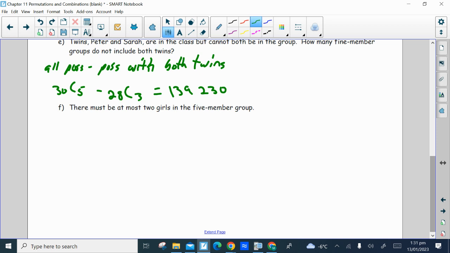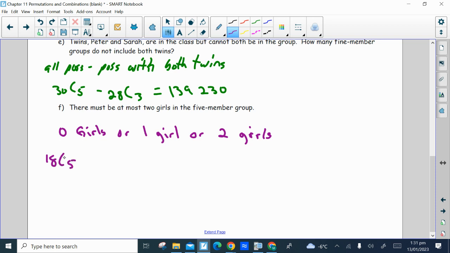Part F, what if there must be at most 2 girls in the 5-member group? So this is another one we'd have to do in scenarios. At most 2 girls. That means you could have 0 girls, or 1 girl, or 2 girls. So remember, the word or means to add. If we have no girls, that means all of the students are coming from the 18 boys. So that would be 18C5.